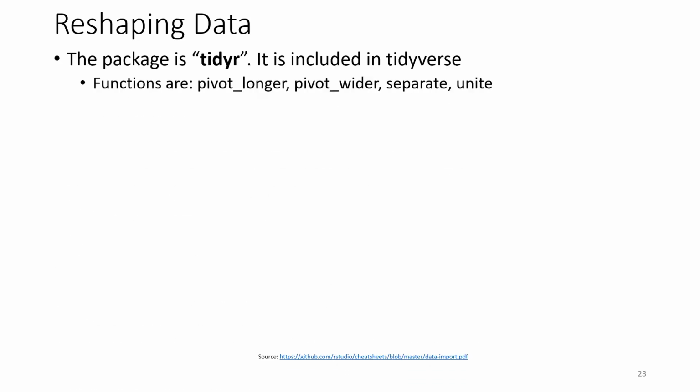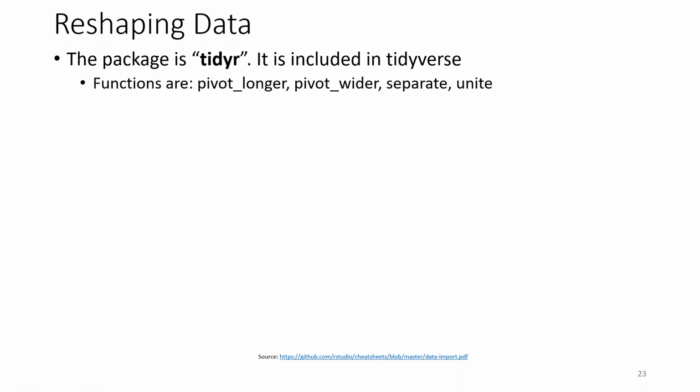Hello. So we're going to be talking about reshaping data. Having understood what tidy data is, the package that we'll be using to reshape data here is the tidyr package. It's already included in the tidyverse package. And there are four main functions. The functions are pivot_longer, pivot_wider, separate, and unite. Those are the four tidyr functions we're going to be focusing on.